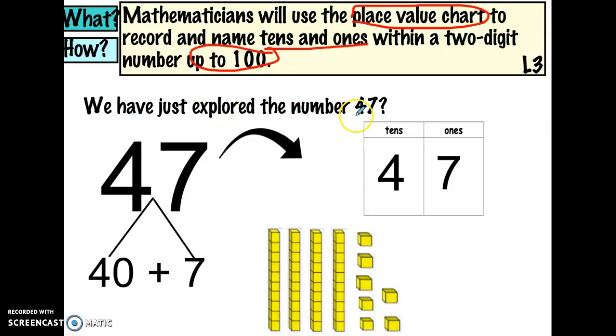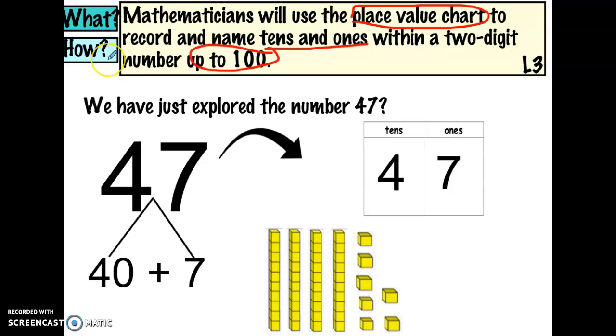So we have just explored the number 47, and using the hide zero card, we can say that we have a 40 and a 7. 40 plus 7 gives us 47. We can also represent it using the tens and ones chart. So we have 4 tens, 7 ones. Or using the base blocks, so we have 4 tens as well and 7 ones.